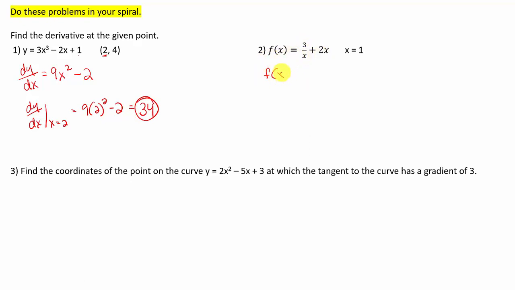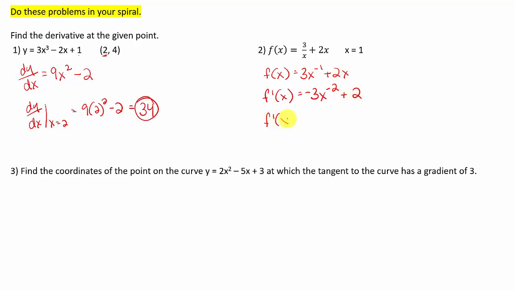Okay, here we have f of x equals 3 over x plus 2x. So our first step is to rewrite this without that x on the bottom. So this is going to be 3x to the -1 plus 2x. Then we want to take the derivative, which is going to be f prime of x. This is going to be -1 times 3 is -3. x, we're going to subtract a power, which gives us -2. And then the derivative of 2x is 2.